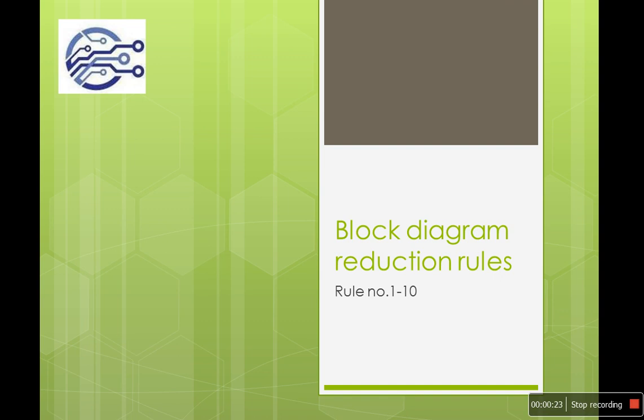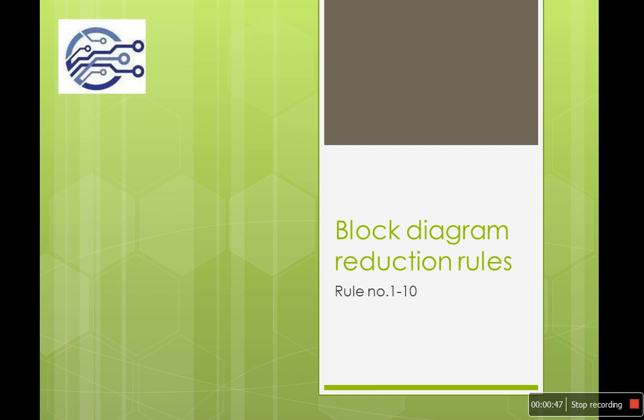We have different components in the block diagram. We have blocks, which represent the components, and arrows, which represent the direction of signal flow. We have summing points, which represent the merging of signals, and takeoff points, which represent the branching of a signal.